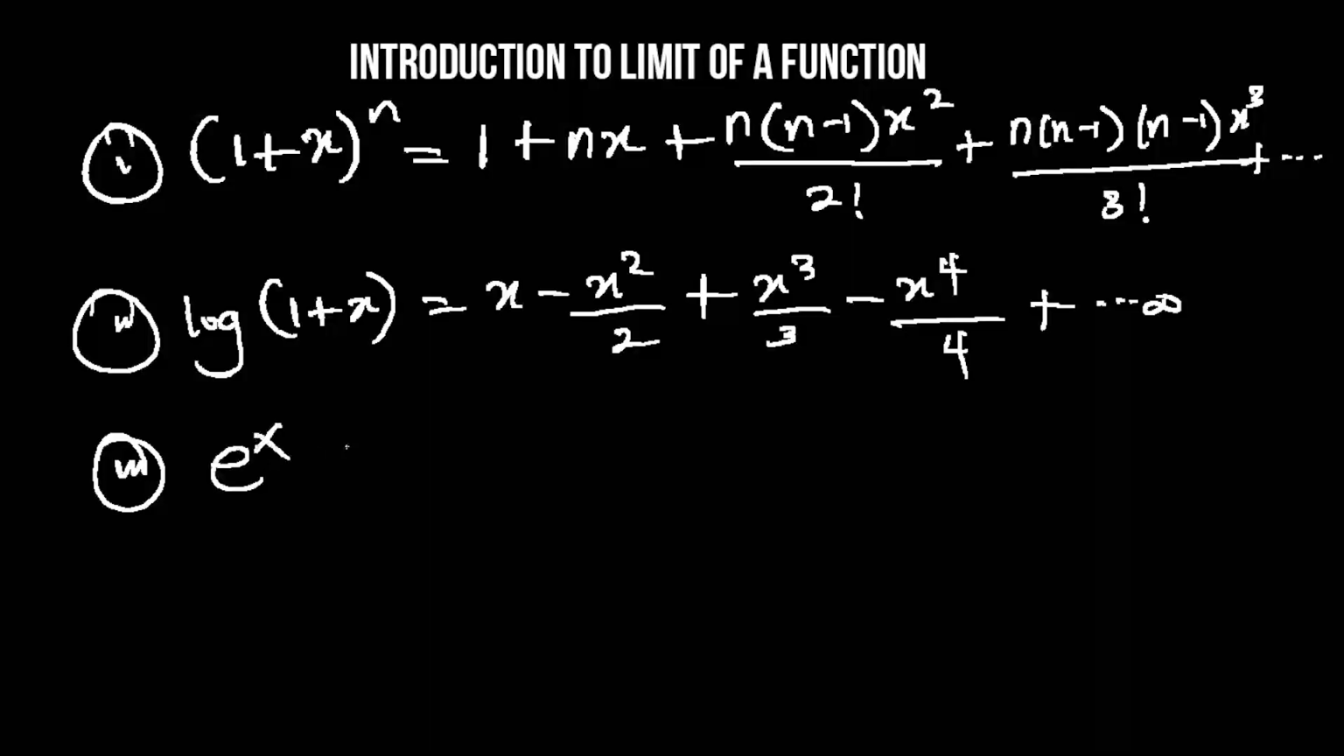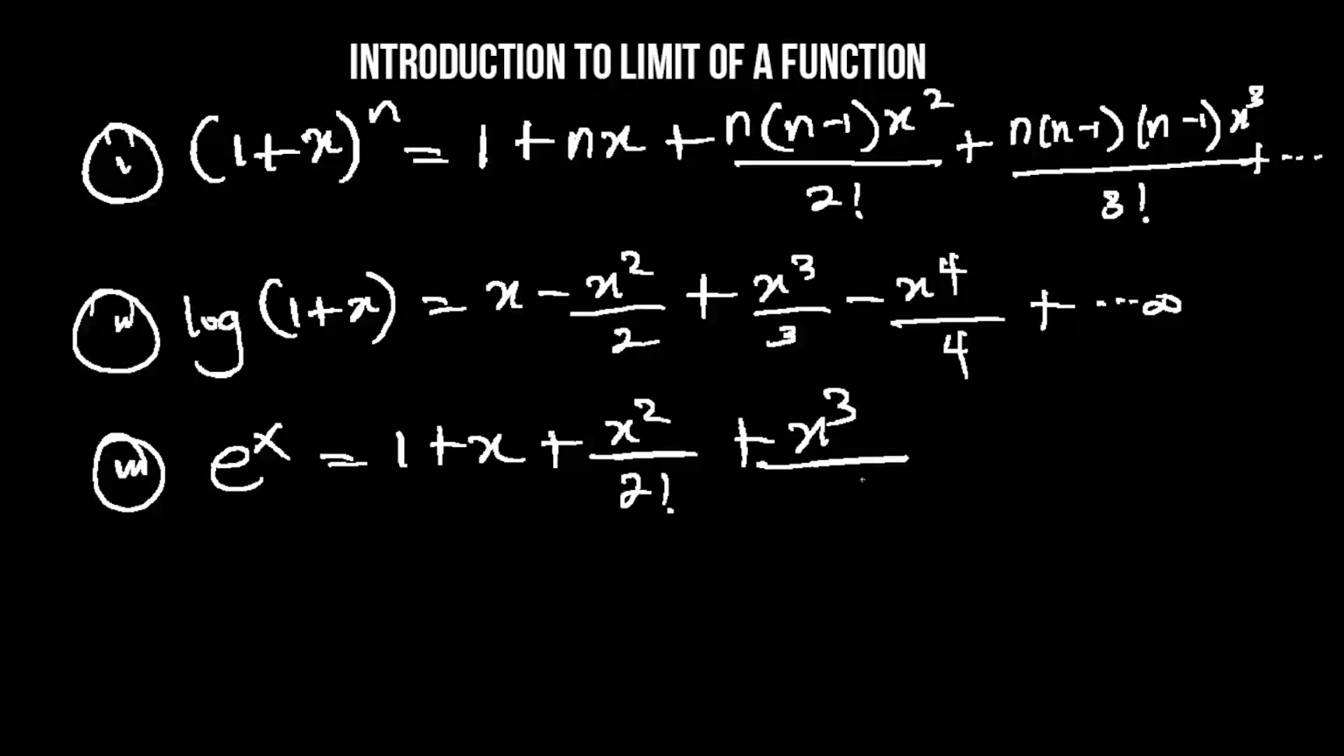So what about the series of e to the power of x? This is very important. 1 plus x plus x squared divided by 2 factorial plus x cubed divided by 3 factorial plus and so on like that. So you can as well find that of e to the power of negative x. Let me just put that down.